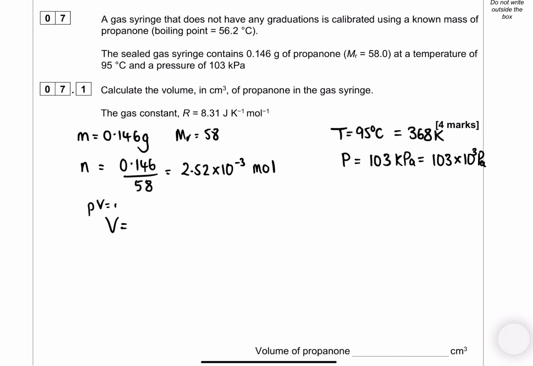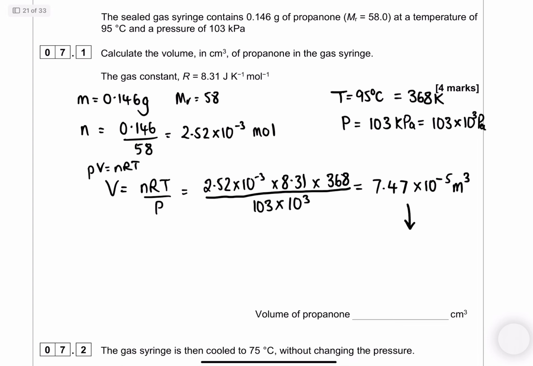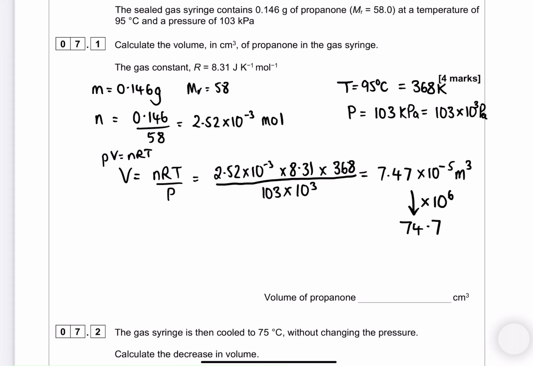Well, if PV equals nRT, then volume is nRT over P. So you want to take your moles that you just worked out, 2.52 times 10 to the minus 3, times by the gas constant, times by your temperature in Kelvin, divide by your pressure in pascals. Put that on your calculator. And you get 7.47 times 10 to the minus 5, but this will be in metres cubed, and it wants the answer in centimetres cubed, and there are 1,000,000 centimetres cubed in a metre cubed, so 74.7 centimetres cubed.